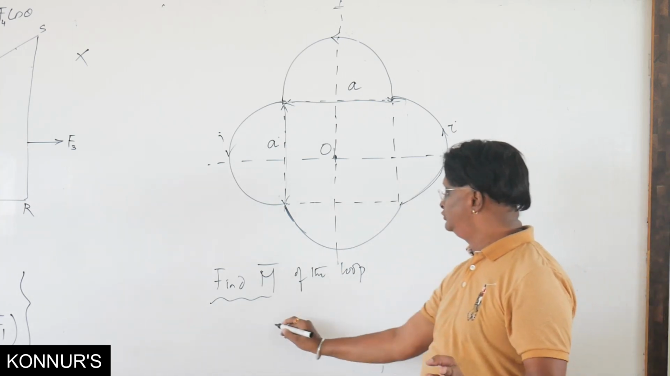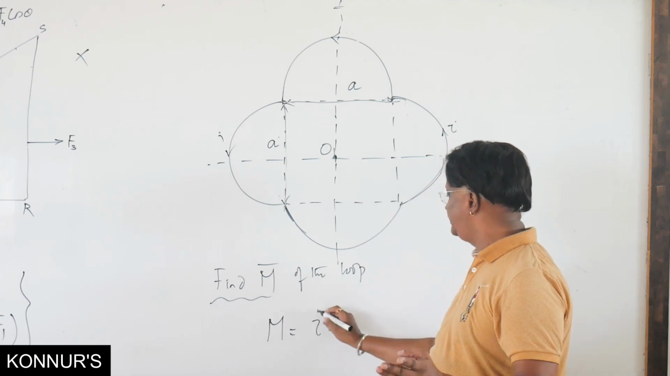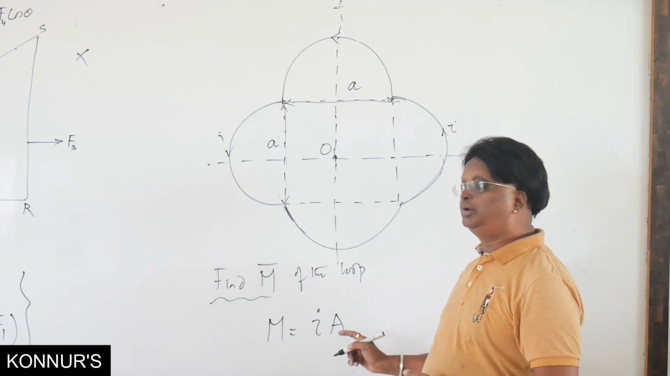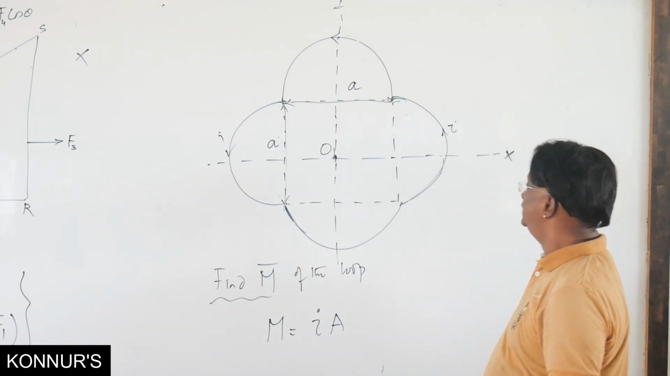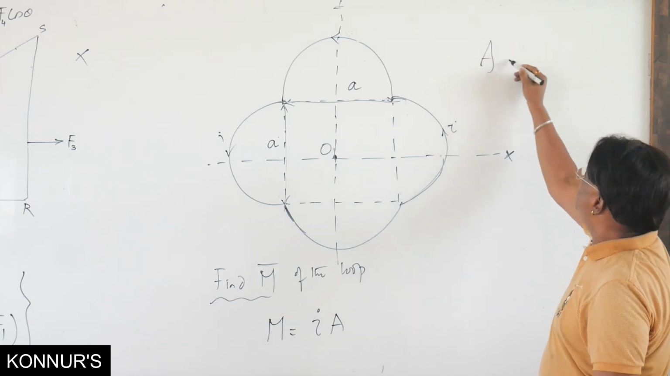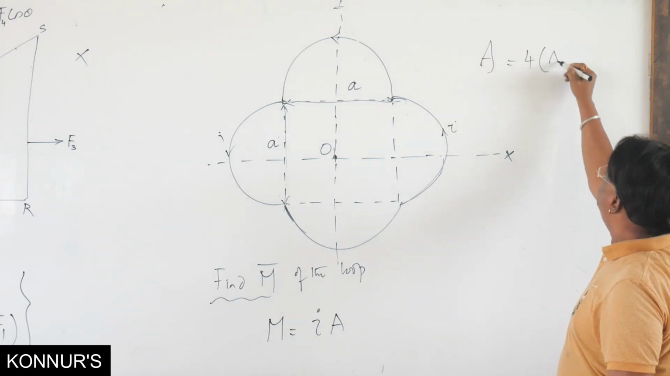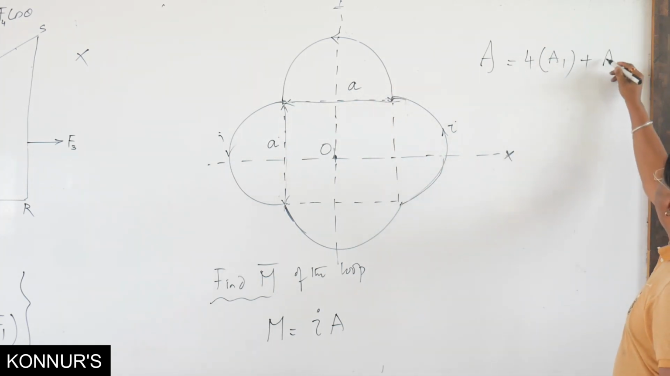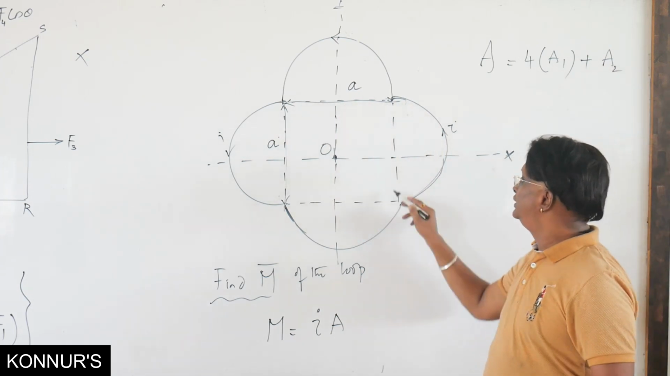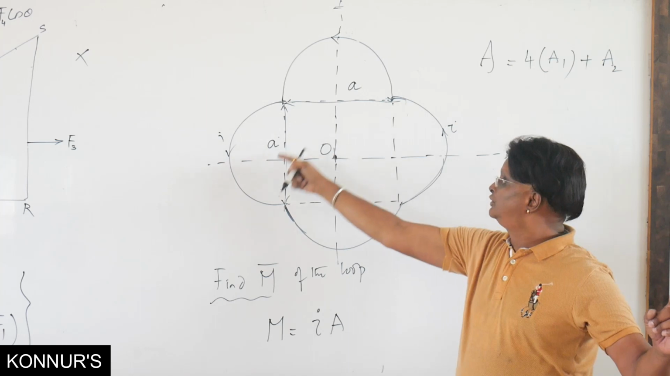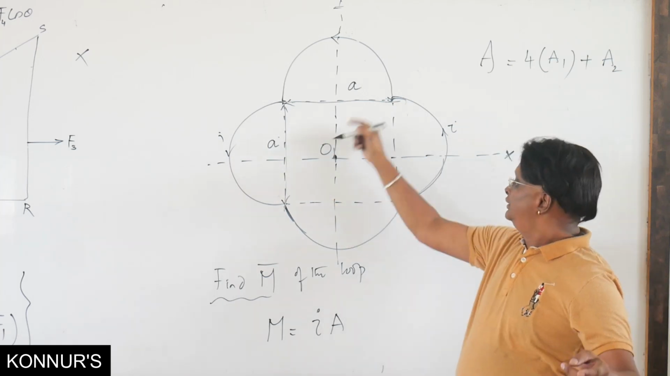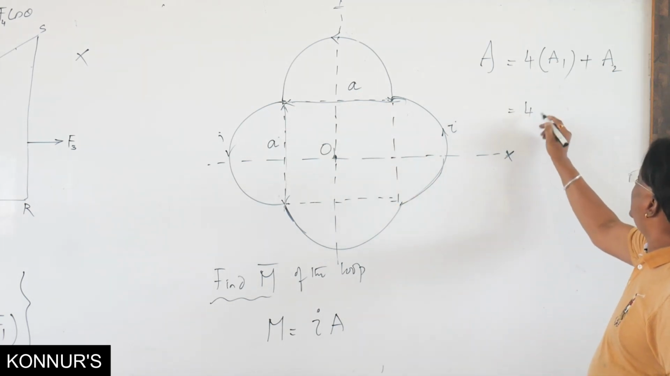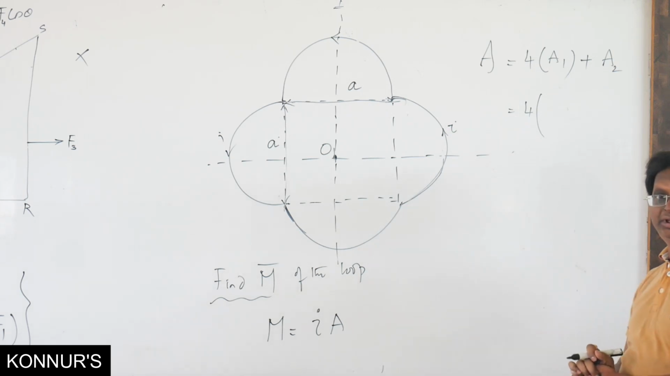Definition is very simple. For any loop, magnetic moment m is equal to simply current times cross-sectional area. I is given, and now what about A? To find the area of the loop. Now what is that area? Area is 4 times the area of a semicircle plus the area of the square which is formed in the middle portion, right? 4 semicircles, that area, plus the middle part becomes a square. So this is 4 times, right? What is that area? You tell me.